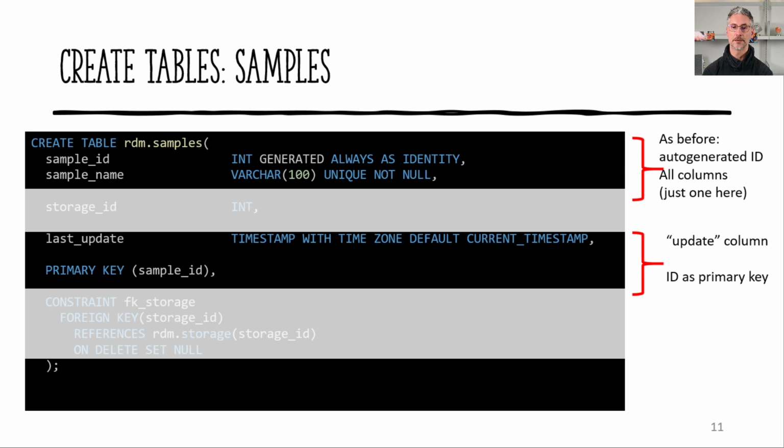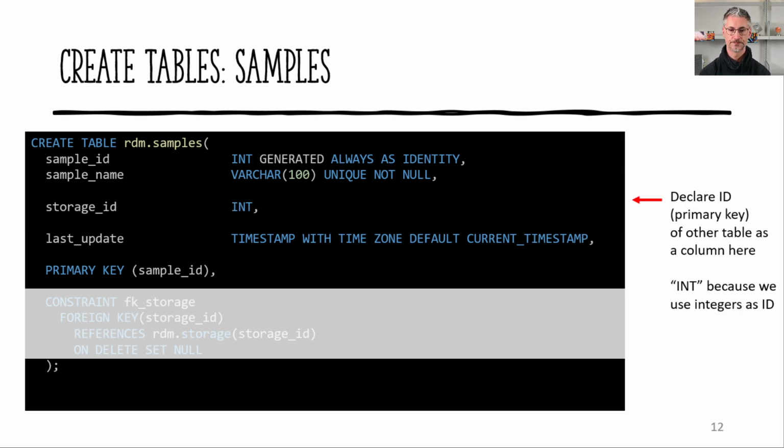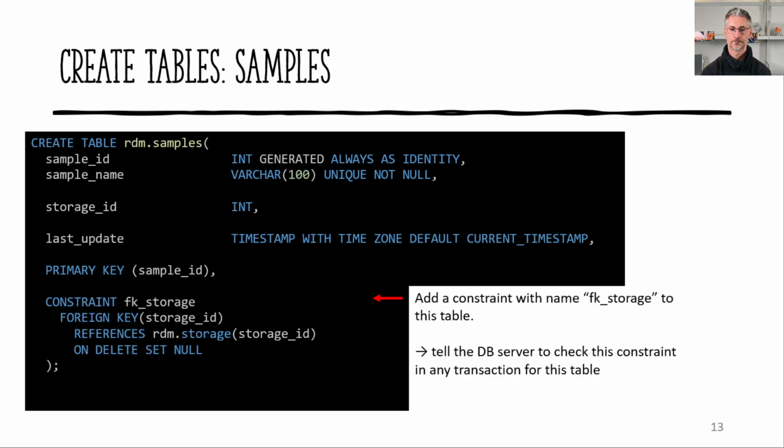Now we do the location and the relation between those two tables. So first of all, we need to add the respective column, storage ID. This is an integer. And now we need to tell the database that we have such a relation. So we add a constraint to the table, and we give it a name, foreign key storage.